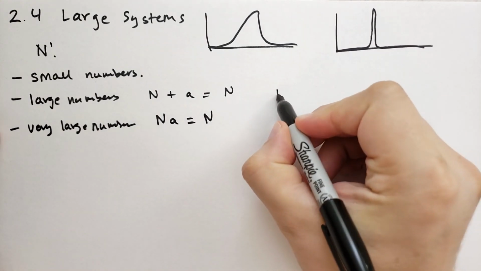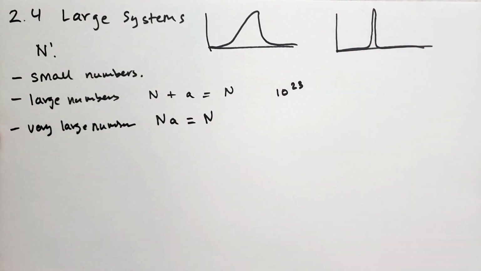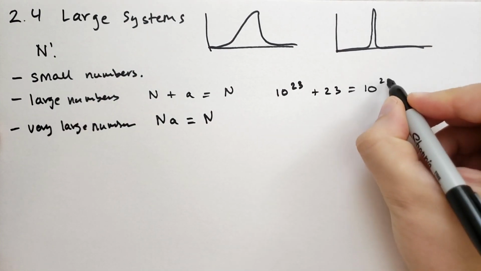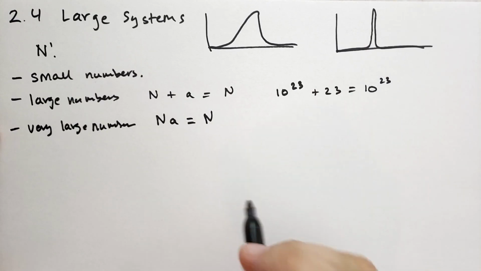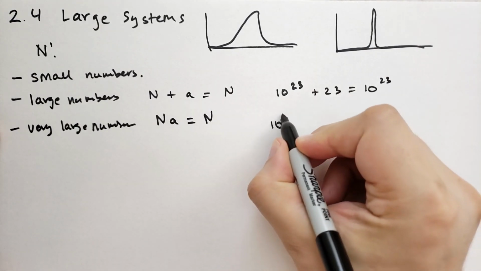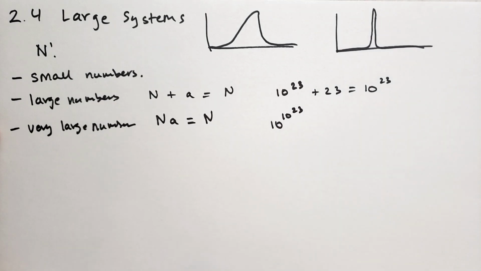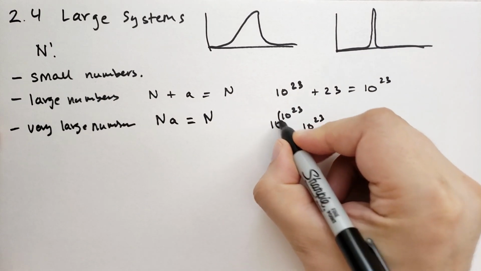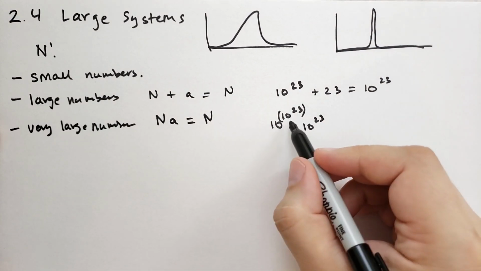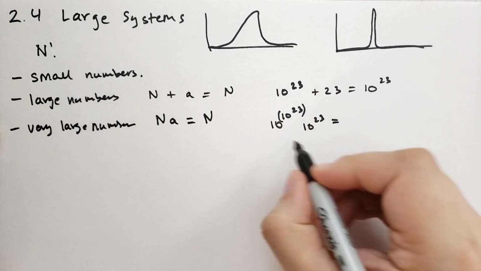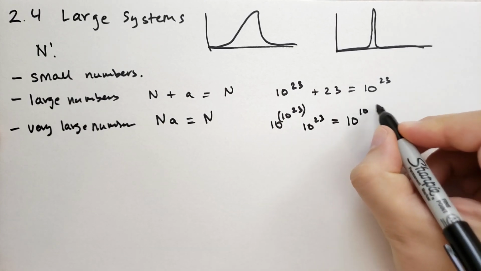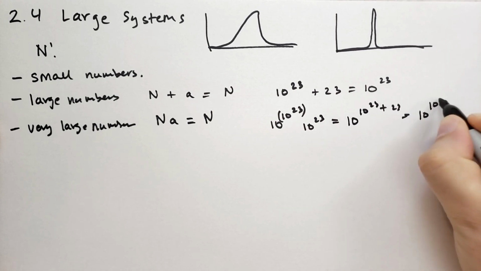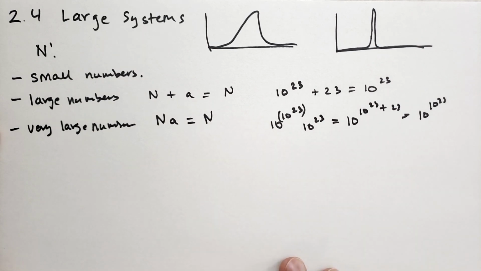An example of a large number he has is 10 to the 23rd, which is on the order of Avogadro's number. And if we just add 23 to that, that's the same as 10 to the 23rd, right? That 23 really makes no difference. And for a very large number, he gives an example of 10 to the 10 to the 23rd. And if we multiplied that by, let's say, 10 to the 23rd, then that is going to give you basically 10 to the (10 to the 23rd plus 23), which is just the same as 10 to the 10 to the 23rd, which is like not multiplying by anything at all.